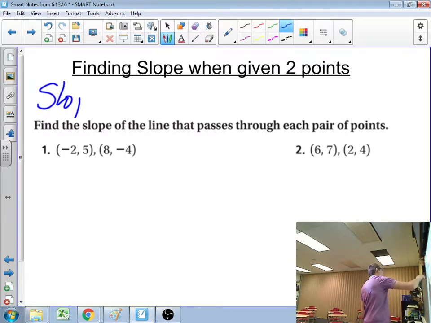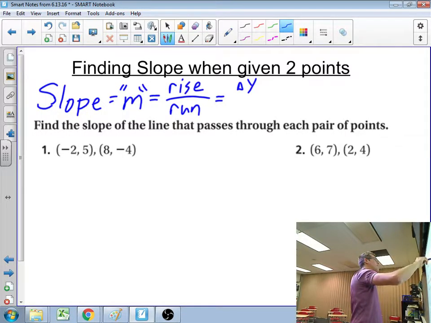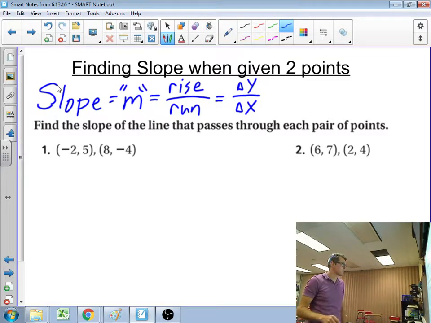To calculate it, the big thing to remember about slope is that we often call slope our m value in those equations, y equals mx plus b. But what it's really representing is the rise over the run, which the rise is our delta y, or our change in y, and the run is our delta x, or our change in x.